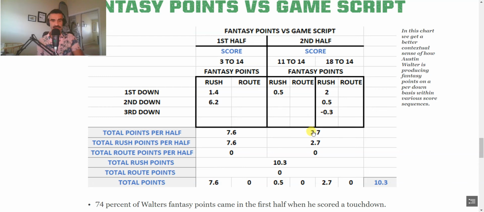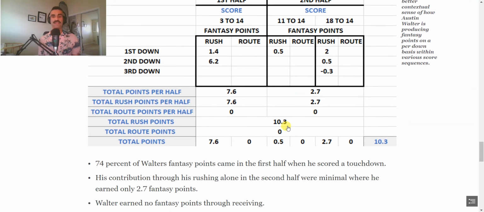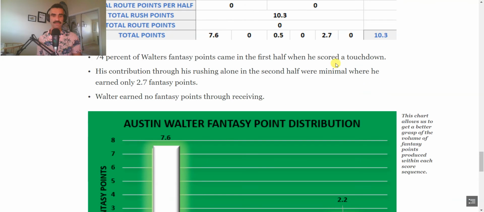And over here you see his total points per half, 2.7 with the 0.5. Total rush points, 10.3 for the game. That were his fantasy points. And over here you see his total points for each column, right? So his rush points for this column, 7.6. Route points, 0. Rush points, 0.4. Route points, 0. Okay? So we see all that right there.